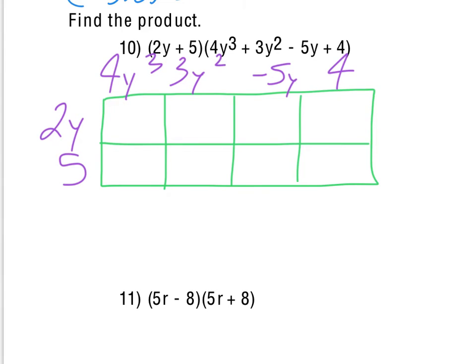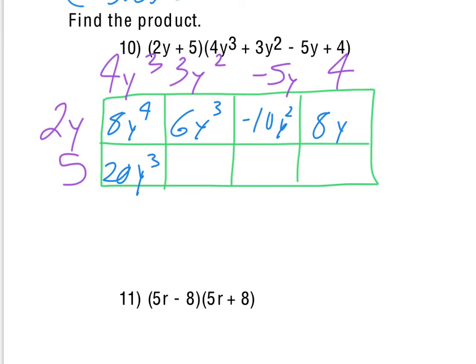For number 10, we're looking at finding the product. I've already set up a 2 by 4 box, so we just need to find the products for each cell and then combine like terms. So we will start with our 8y to the 4th, 6y to the 3rd, negative 10y squared, and 8y. And we also get 20y cubed, 15y squared, negative 25y, and 20.